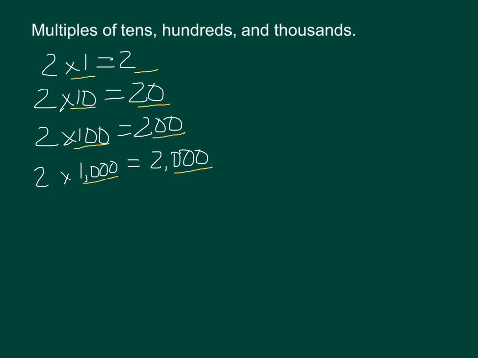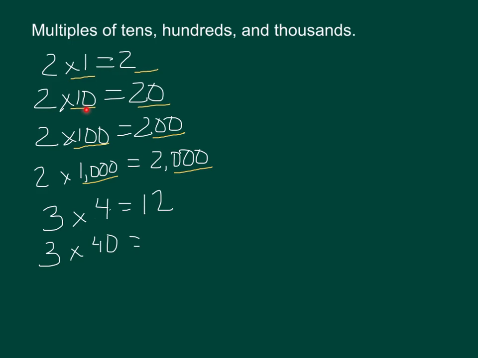Now, if that's true for that, let's consider 3 times 4. Let me erase that, try that again. 3 times 4. Now, you know that 3 times 4 is 12. What if I had 3 times 40? Now, just like up here, when we were talking about 2 times 1, no 0 here, so no 0 there.